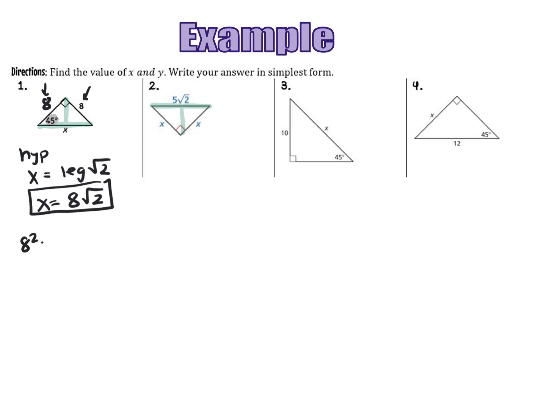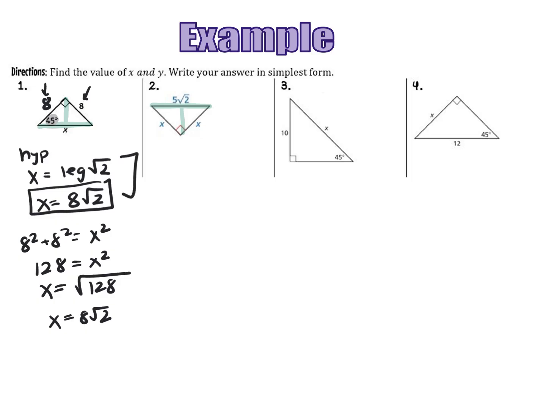Now, if we tried this just using the Pythagorean theorem, we would get 8 squared plus 8 squared is x squared. 8 squared is 64, 8 squared is 64, and if I add those, I get 128. So x would be equal to the square root of 128, which, if you simplify, will also give you 8 root 2. But this strategy, understanding special right triangles, is going to make this process much more efficient.